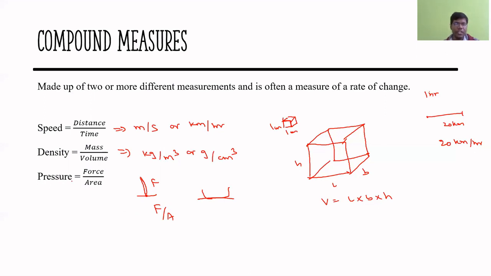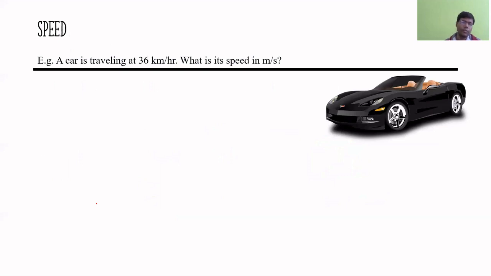So pressure is nothing but force by area, and generally it is measured in newtons per meter square or newtons per centimeter square. The unit of force is newtons and the unit of area is meter square or centimeter square. Either of them we can take. So this is a brief introduction of the compound measures which we'll be seeing. Let's do some problems on this.